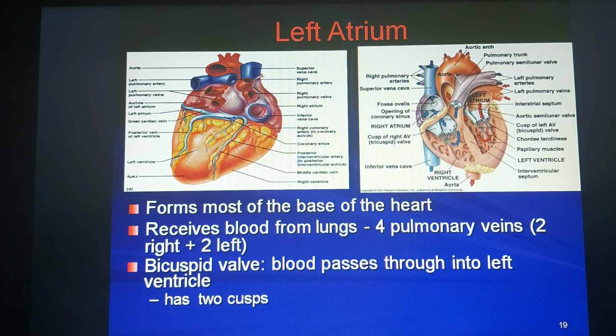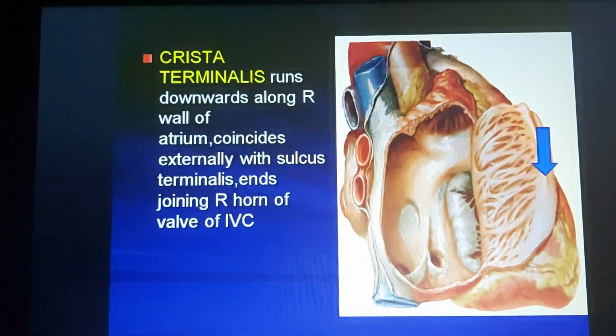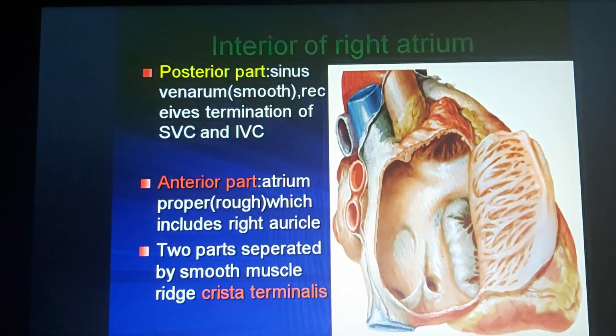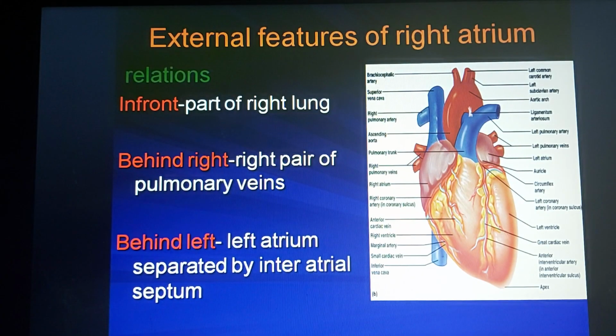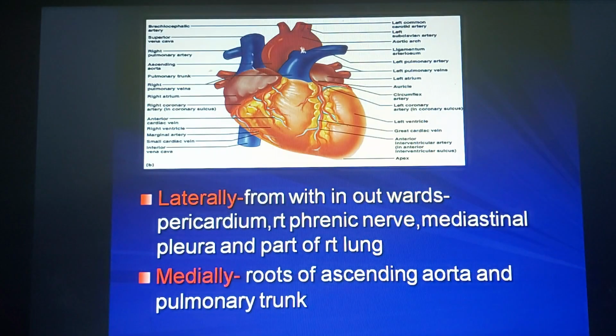Can we summarize this? External features of the right atrium: it is related in front to the right lung; behind and to the right to the 2 right side pulmonary veins; behind and to the left to the left atrium, from which it is separated by the interatrial septum; laterally, from within outwards, to the pericardium, right phrenic nerve, mediastinal pleura and part of the right lung; and medially to the 2 trunks, that is the ascending aorta and the pulmonary trunk.